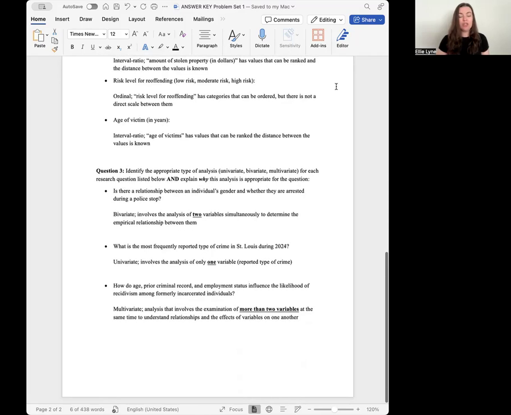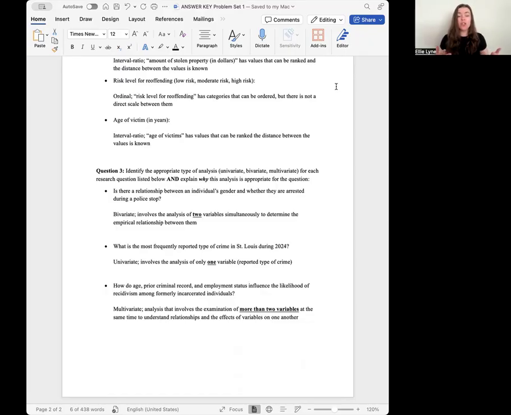Moving on to question number 3. This is asking you to identify the appropriate type of analysis, whether it is univariate, bivariate, or multivariate for each research question listed below, and explain why this analysis is appropriate for that question. Starting off with our first example here: is there a relationship between an individual's gender and whether they are arrested during a police stop?